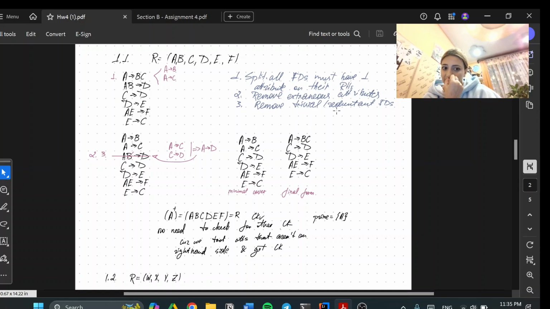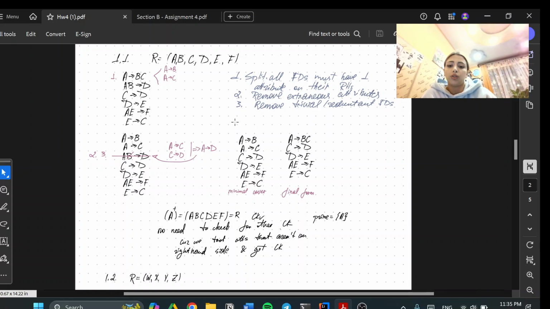And remove trivial redundant functional dependencies. Trivial redundant is when we remove the D, we have A goes to D, which is implied from A goes to C and C goes to D. So it's a trivial redundant functional dependency, so we don't need it. We remove that. Everything else is fine. So we have the minimal and final form here.